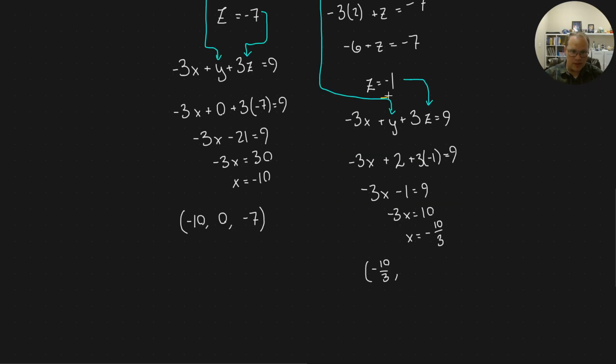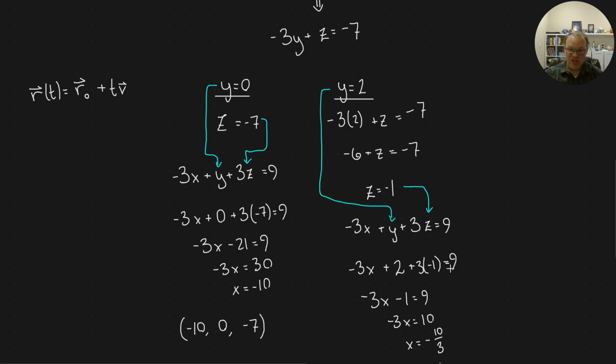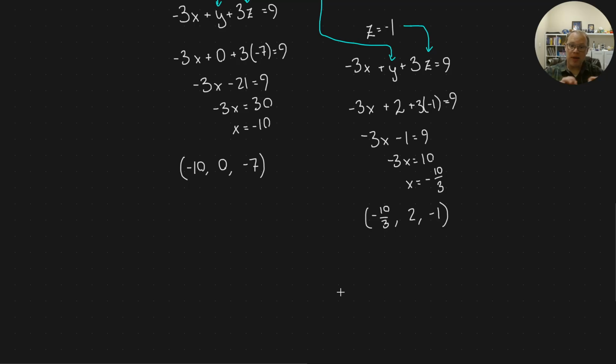and negative 1 for the z. So 2, negative 1. Okay, I have everything I need to find the equation of the line. I need a point on the line. I've got 2 of them. And I need a direction vector. So I can find a direction vector by subtracting the points. If I subtract the points, it doesn't matter which I subtract from which, that will give me a vector that goes from one point and ends at the other point. That will point in the direction of the line, right?